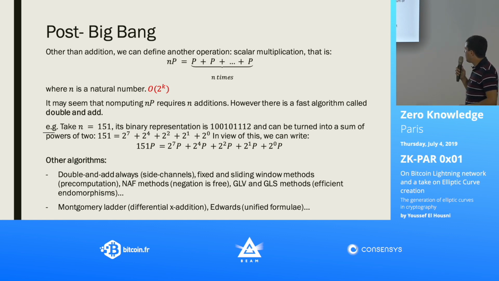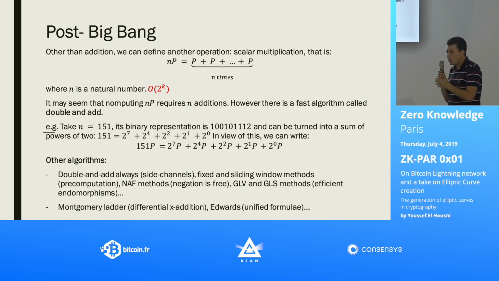So I've mentioned some few here. For example, fixed or sliding windows, you can leverage pre-computation. You can compute 2 to the power w times the point. So you can have a window, fixed or sliding. You can also use non-adjacent form methods.